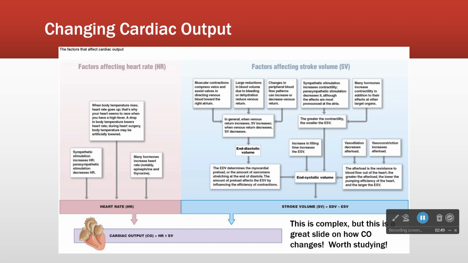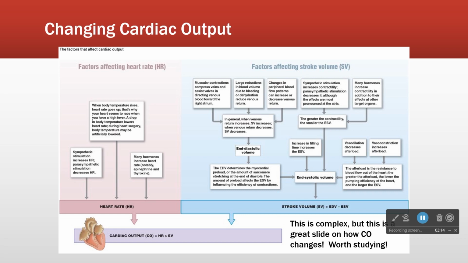Now on the ESV side, we have filling time. Okay, that's related to heart rate. The slower your heart rate, the more filling time you have, the more full the heart gets. That's the bigger the EDV, right? And then the heart contracts more by the Frank-Starling forces.